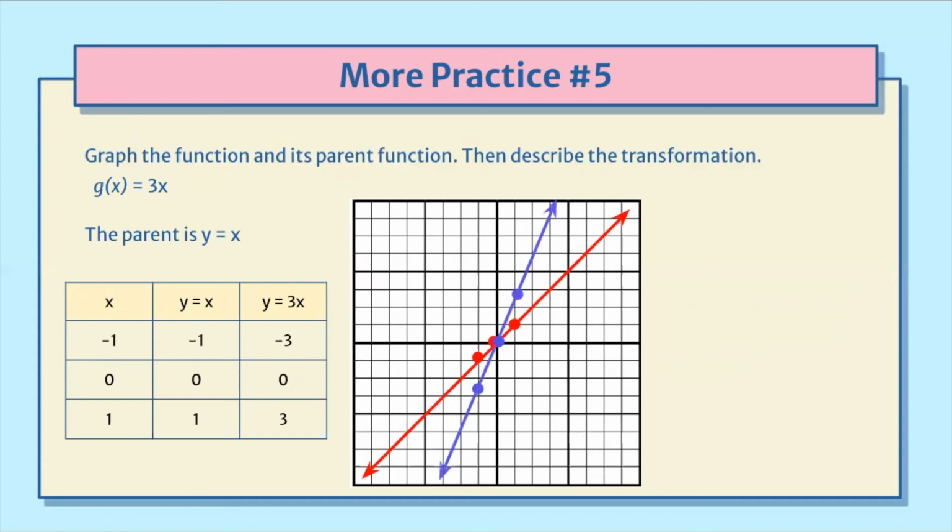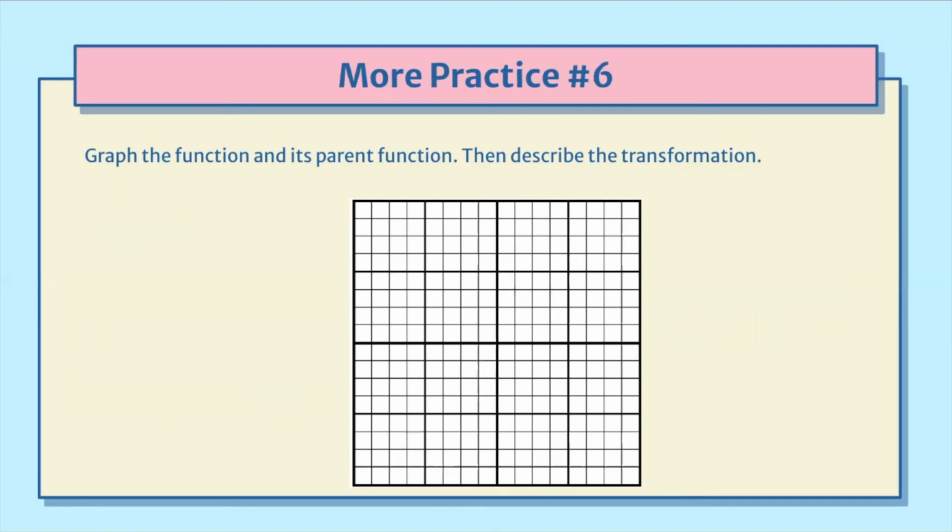We can tell from the equation that g of x is a vertical stretch since the factor is greater than 1. But we can also see from the graph that g of x is getting further from the x-axis compared to the parent function. So we can say that g of x is a vertical stretch of the parent linear function.